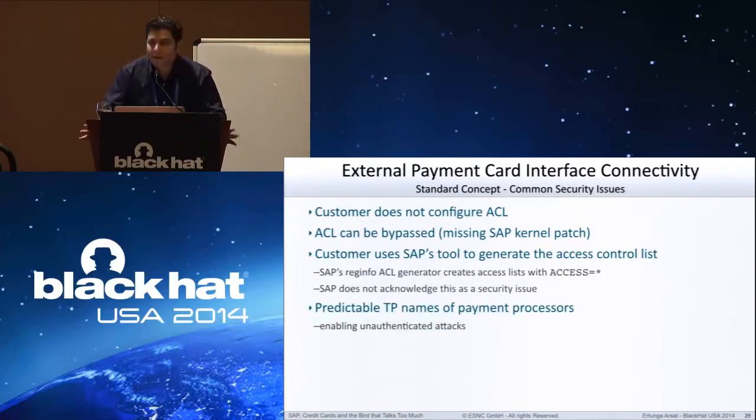Another way to configure this is using SAP's program to generate the access control list. It analyzes the system and generates a very long access control list, but there's a catch there. The access list generated forbids registering new services or shutting down services, but the access is set to star. So it means you can access these services. And if the payment card processors are using predictable service names, it is possible to just query for the servers and then get the credit card information without any kind of authentication.